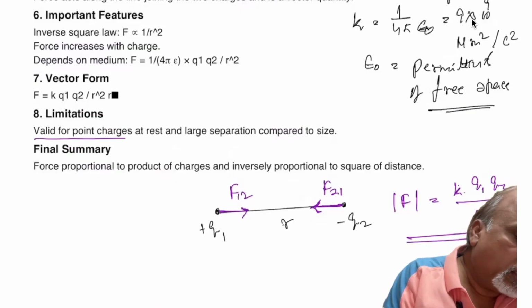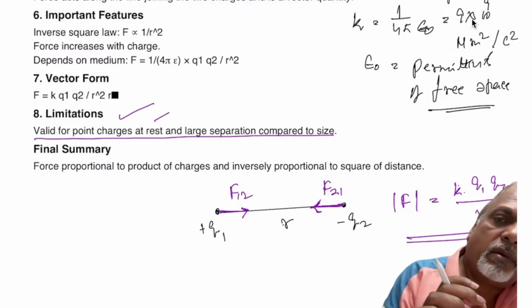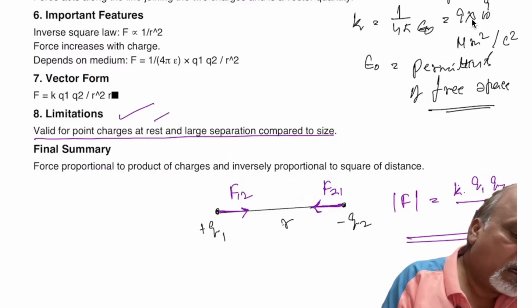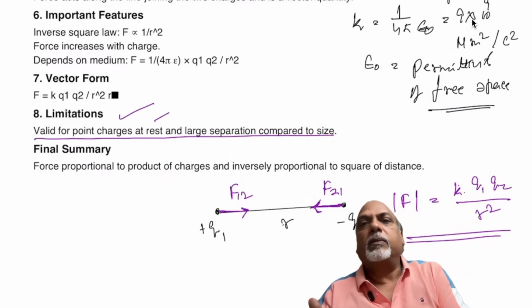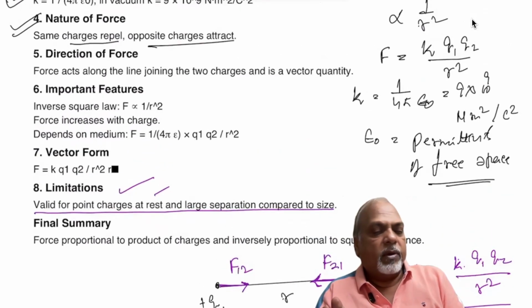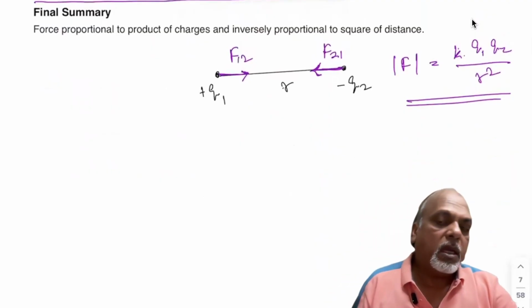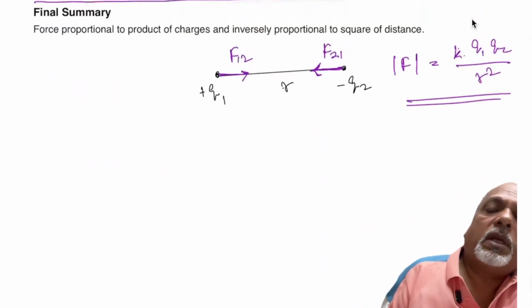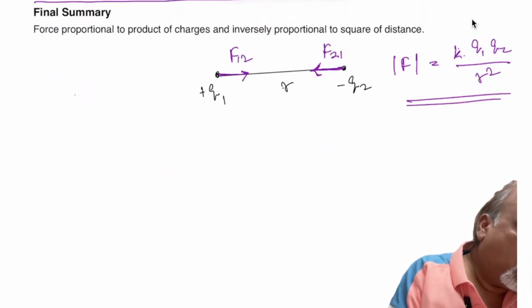Coulomb's law has some limitations. This is valid for point charges at rest, and basically the size of the charges should be very small in comparison to the separation between the charges. Correct? So a little bit of notes I have given, and let us see what is the vector form of this Coulomb's law.